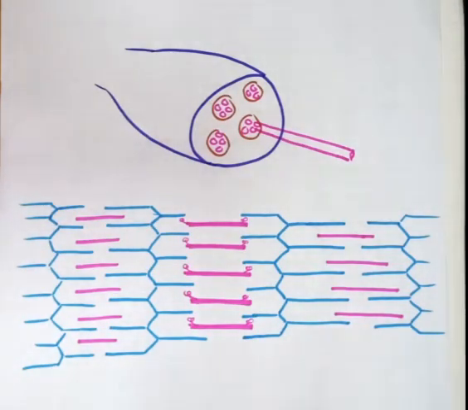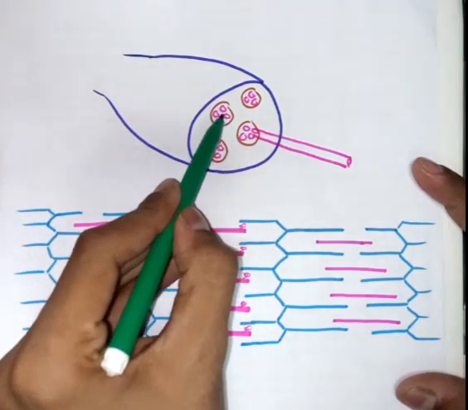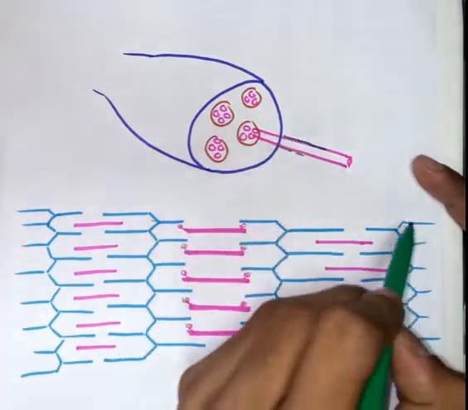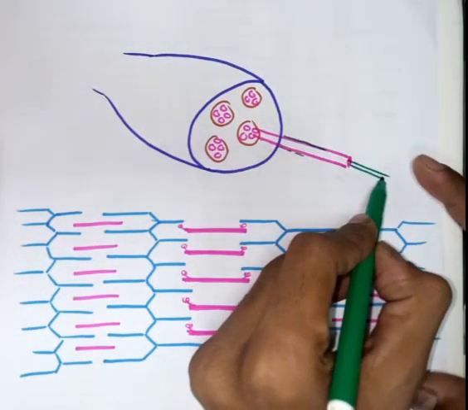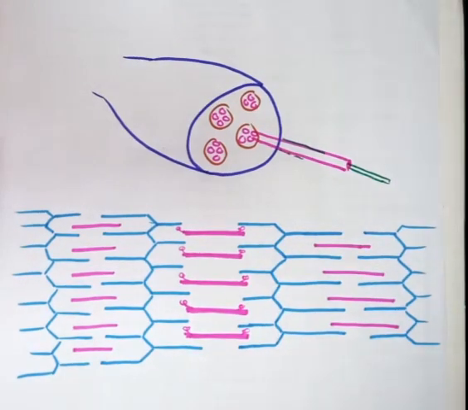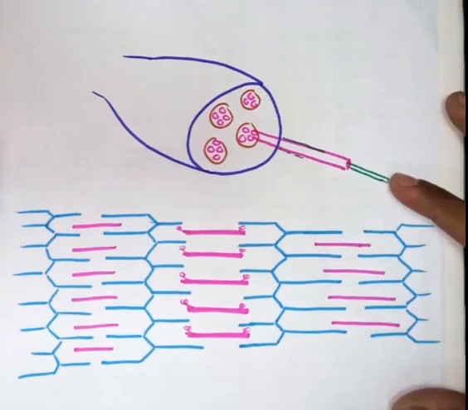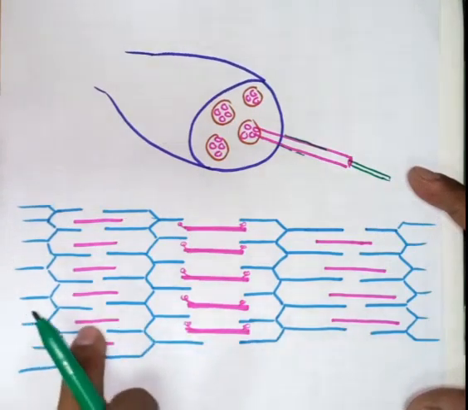Now let's talk about how these light and dark bands are formed. Again, I will repeat: a bundle of muscle fibers, and this is one muscle fiber, and inside the muscle fiber we know that myofibrils are present. Now what are myofibrils? I have talked about that myofibrils are basically made up of two types of protein, thick and thin filaments. How these thick and thin filaments are arranged is basically the reason for expressing light and dark bands on the muscle fiber.